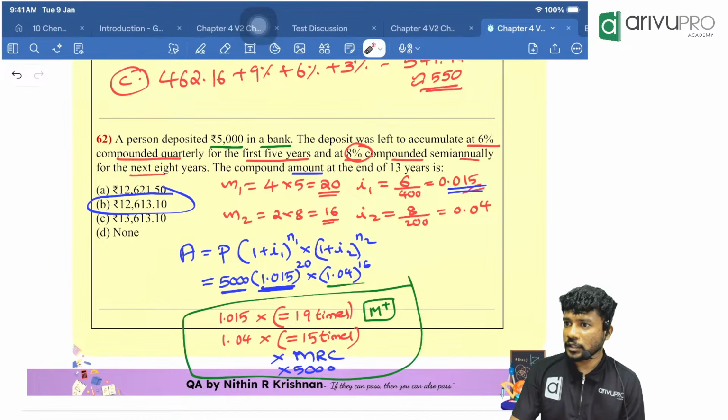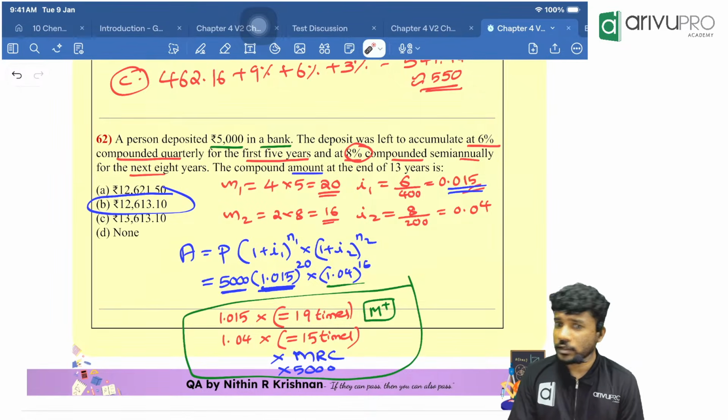Ismail, Nishan, Merlin, Ganesh, Adil, Abdul, everyone.